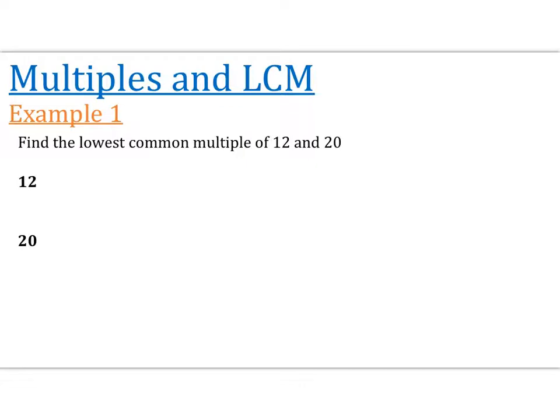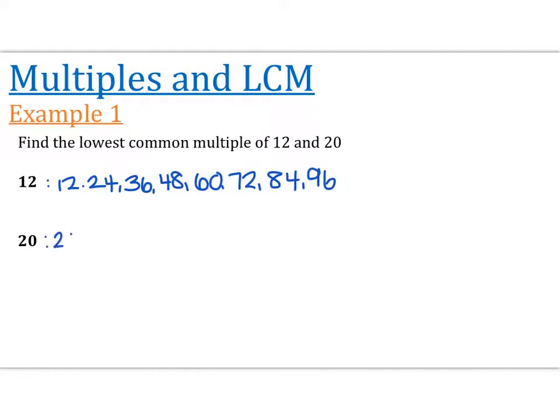All right, exact same idea, fewer hints this time. Find the lowest common multiple of 12 and 20. So start writing out some of the multiples. We're looking for 12, 24, 36, 48, 60, 72, 84, 96. Hopefully that's enough. Let's just stop there. And for 20, you've got 20, 40, 60, 80, 100, 120.